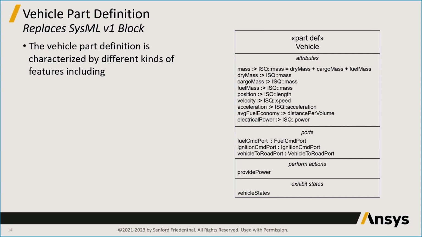And you see it has 4 compartments that characterize this vehicle. It includes attributes, ports, actions, and states. It can include other compartments as well that provide other features of the vehicle. Let's take a look at the attributes for starters.